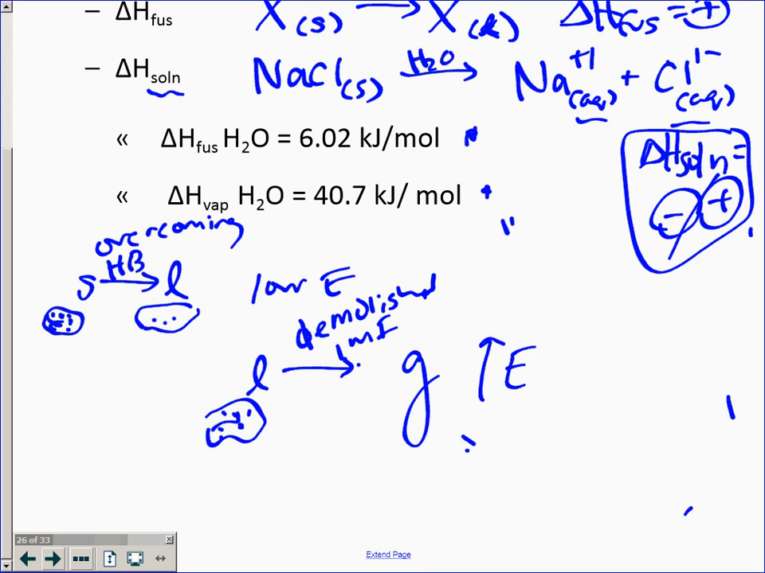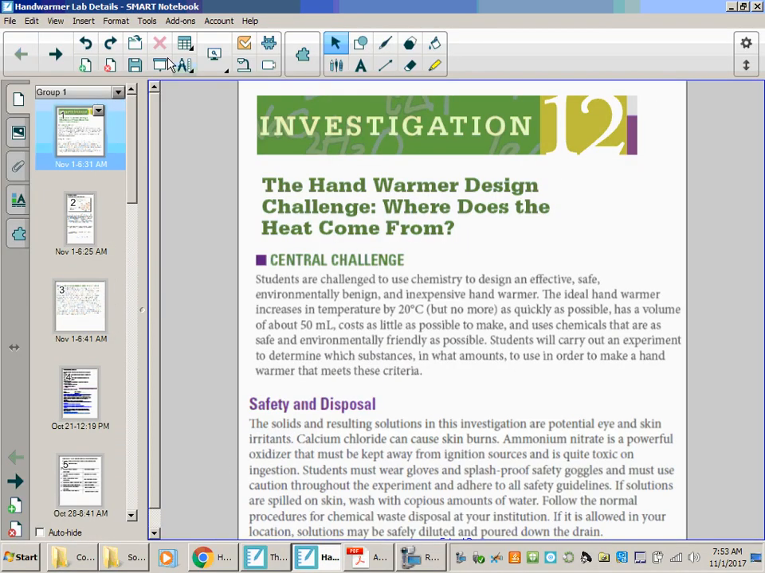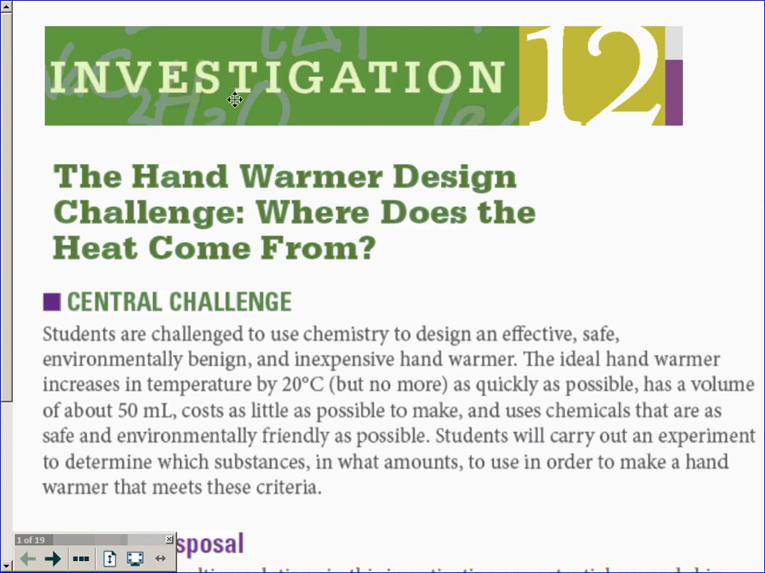All right, so because the first part of this lab is teacher directed, I have to hold your hand. So get ready for some hand holding, people. Okay. So tomorrow, you're going to be making hand warmers. Yay! It's not really cold out, but it's eventually going to get cold.